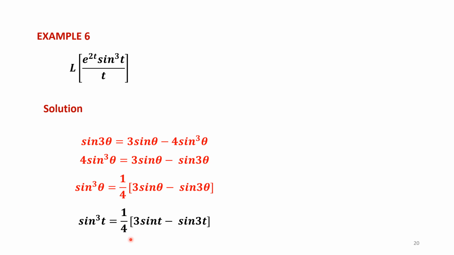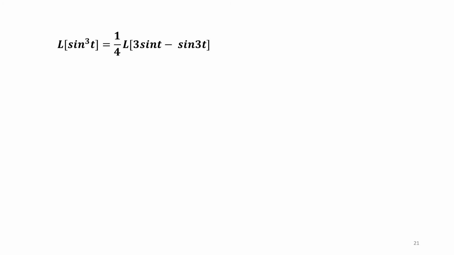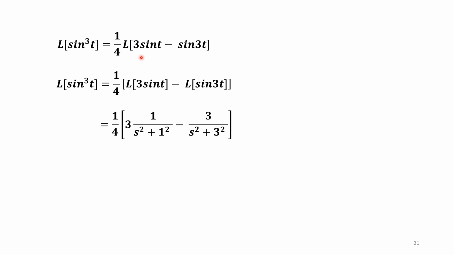So calculating the Laplace of sine cube t, taking L on both the sides. Now again we are having a minus sign in between the two sine functions, so we can take L inside. L of 3 sine t minus L of sine 3t. L of 3 is a constant which can be taken out. L of sine t is 1 upon, L of sine 3t is 3 upon. 3 can be taken common.